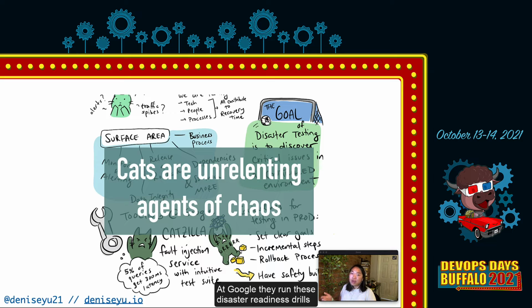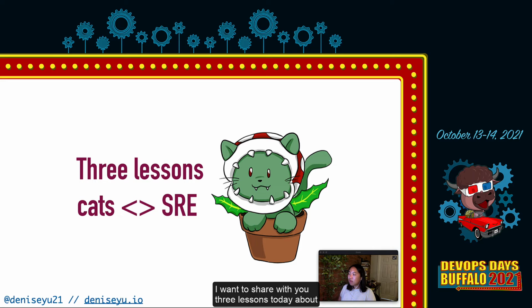At Google, they run these disaster readiness drills, and their big doomsday scenario is called Catzilla, literally a giant cat stomping on and destroying their data centers. So at least one other person out there agrees with me that cats can teach us a lot about designing for failure in large distributed systems. I want to share with you 3 lessons today about what cats can teach us about reliability engineering and vice versa.